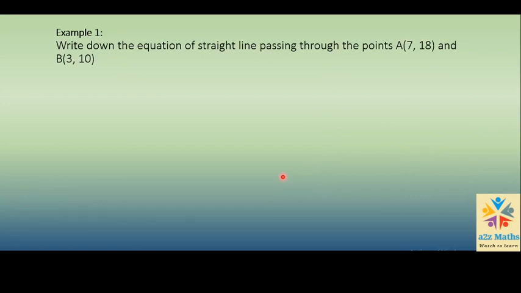The example is: write down the equation of a straight line passing through the points A (7, 18) and B (3, 10). Now using these 2 points you have to write down the equation. The first step, as I told you, is to write down the standard format. Now you are clear about the target, which is to find the value of m and then c. How to find m? In this case we'll find m using the formula y2 minus y1 over x2 minus x1.